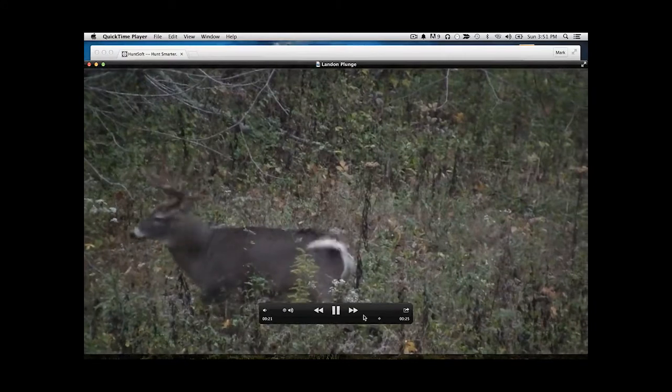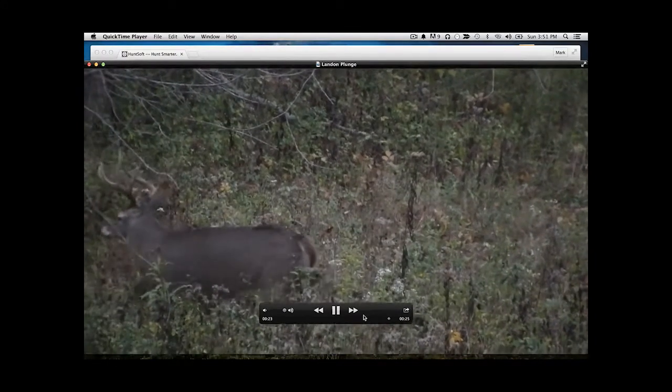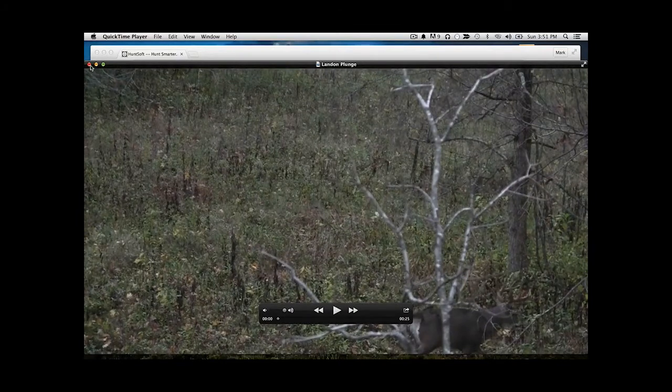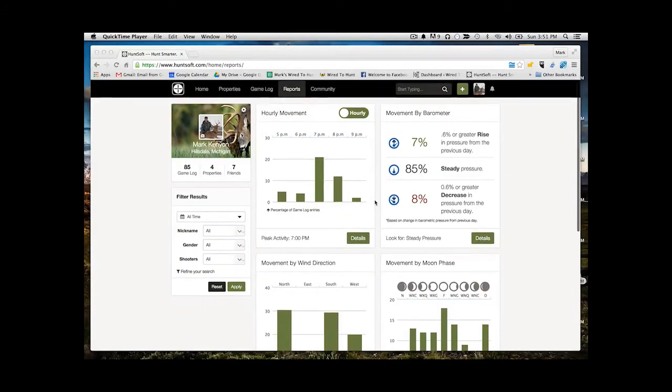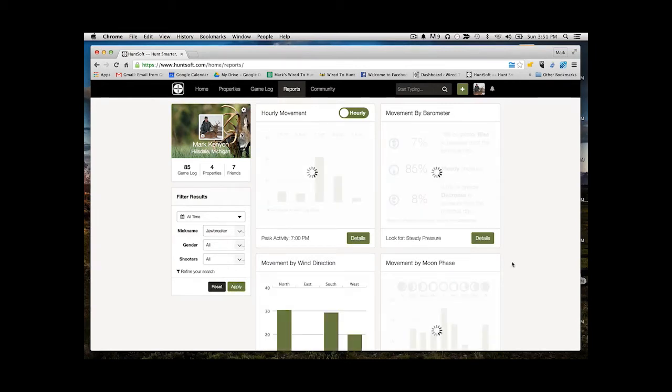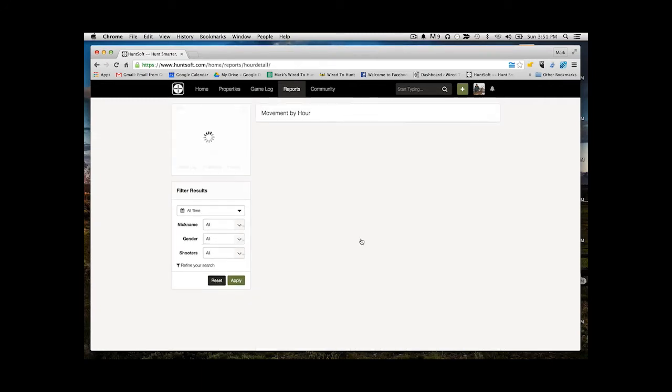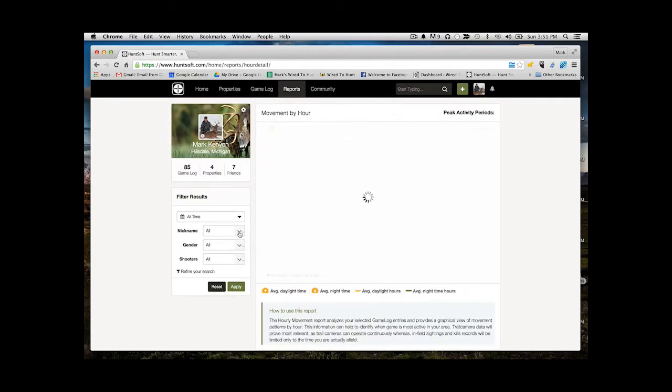But what I want to talk about here today was how I used HuntSoft in part to help develop the strategy that got me in a position to potentially get a shot at him. So, to start off, I was collecting data on Jawbreaker for the past 2 years. I had 2 years worth of sightings and trail camera photos, and I uploaded that to HuntSoft, and now I was able to go into the dashboard, look at my reports, and start looking at reports specifically, accumulating the data I had from Jawbreaker. So the first thing I looked at was movement by hour.